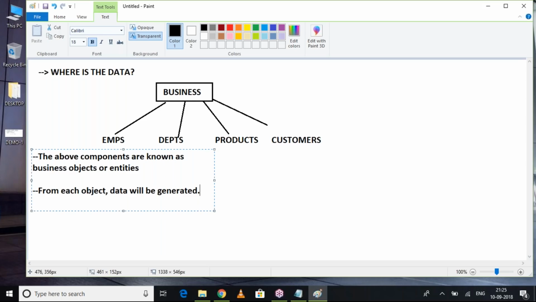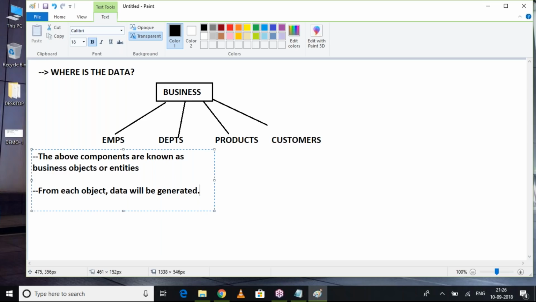What is the data of employee? Employee ID. Suppose you are working in a company. The company has to maintain your information. What information will they maintain? Your ID, name, salary, designation, join date, status of employee, working under which department, working under which project. All this information related to you, the business people are maintaining.